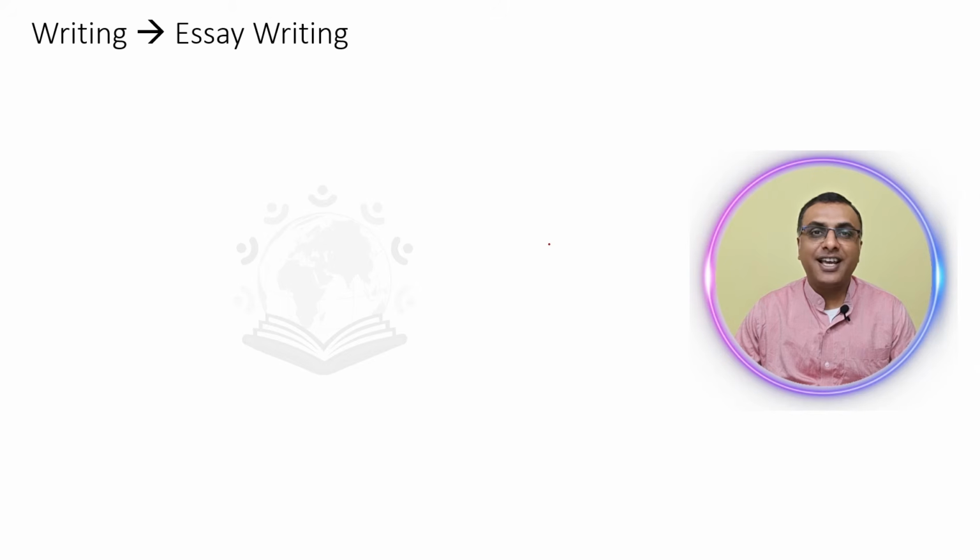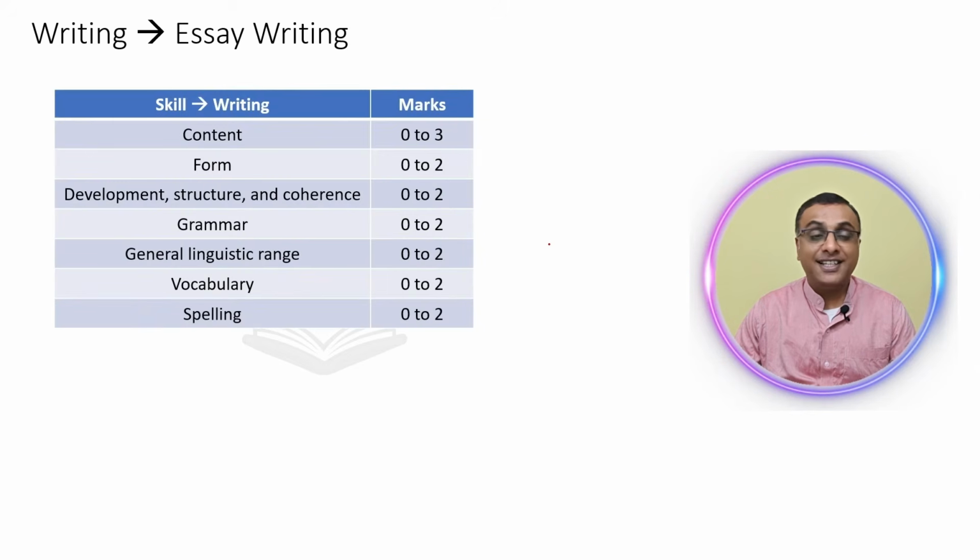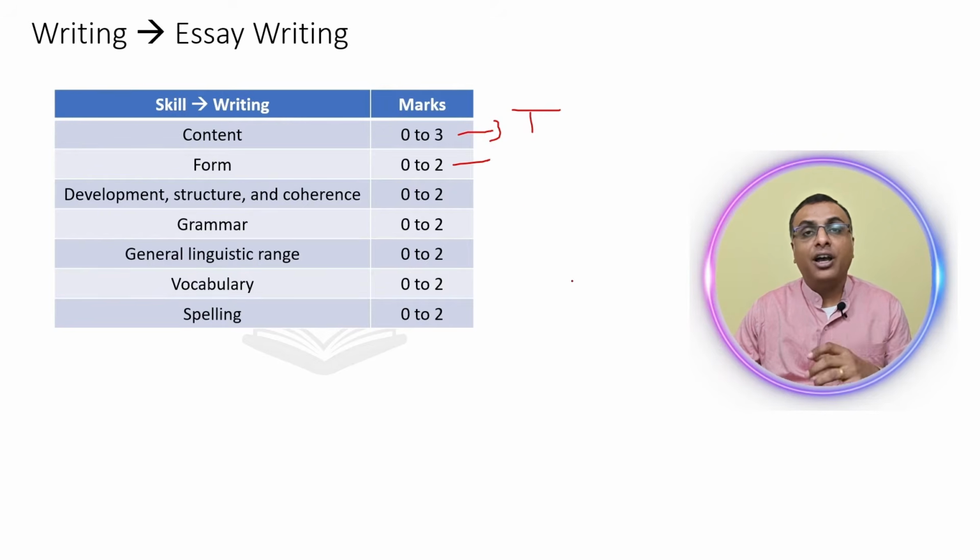Now let's look at the skills assessed by PTE. PTE assesses all of these skills in your essay writing questions. Starting with content, it allots about 0 to 3 marks, meaning whether you are writing about the topic given by PTE. If you are deviating from it, it will not allot you marks. On the other hand, form. Remember, I had told you about 200 to 300 words, correct? So if you write less than 200 or more than 300, PTE will not consider your essay response at all. Development, structure, and coherence. Stay tuned for more details in this video itself.